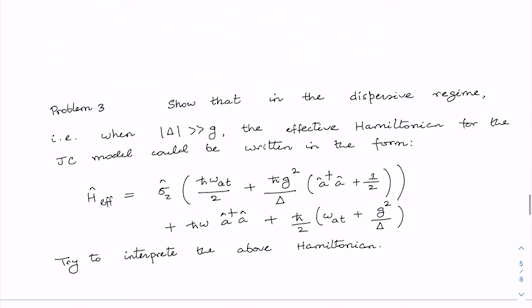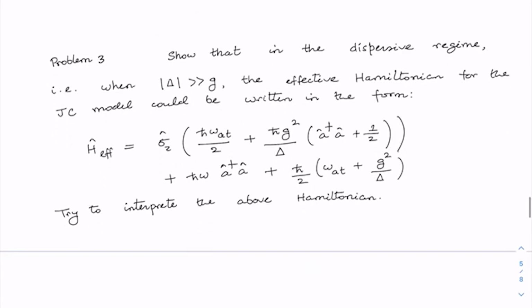Now let us work out this particular problem. You are asked to show that in the dispersive regime, that is when the magnitude of the detuning parameter is much larger than the coupling, the effective Hamiltonian for the Jaynes-Cummings model could be written in this particular form. Okay, so let us do it.